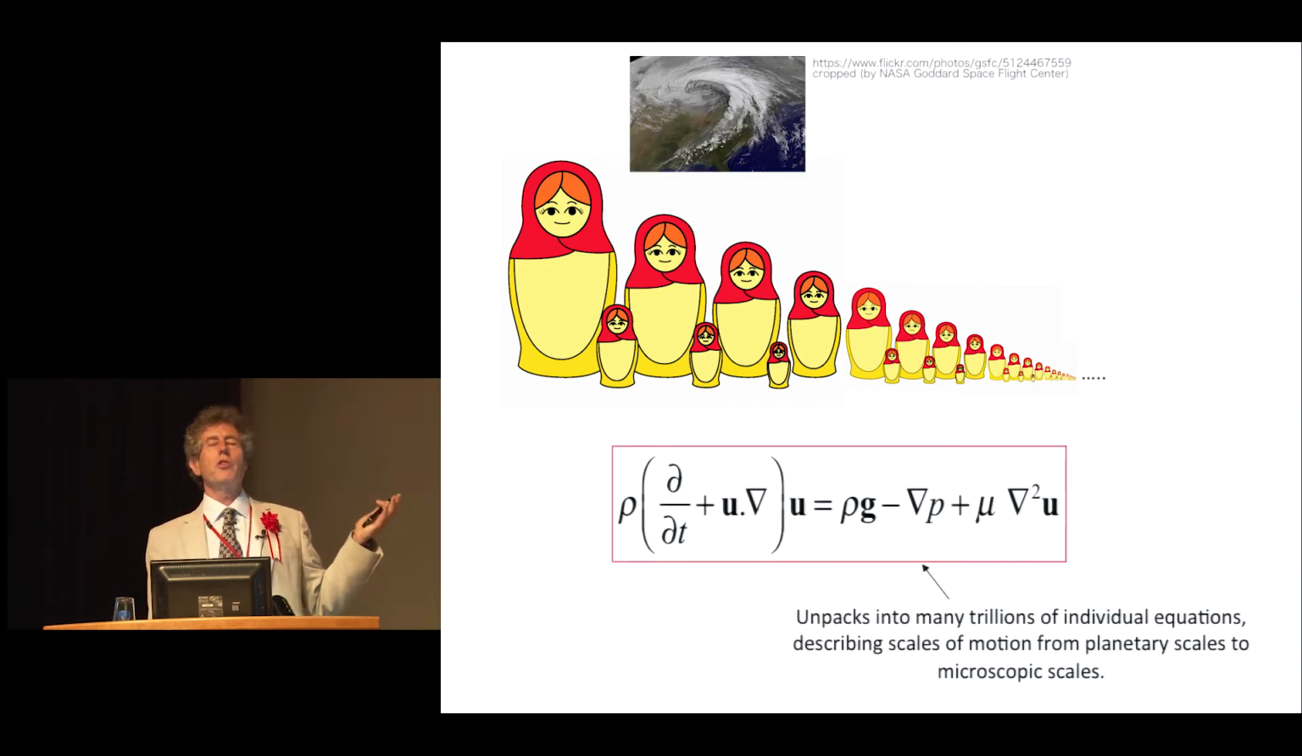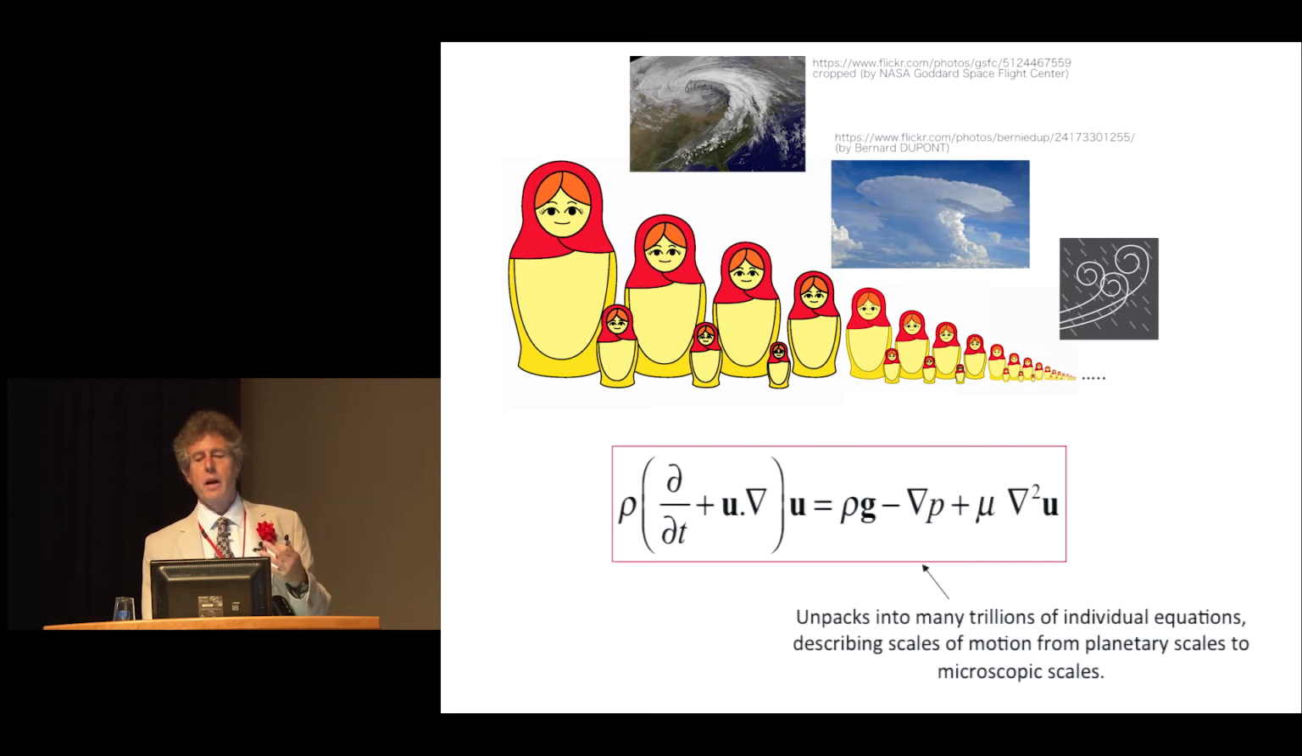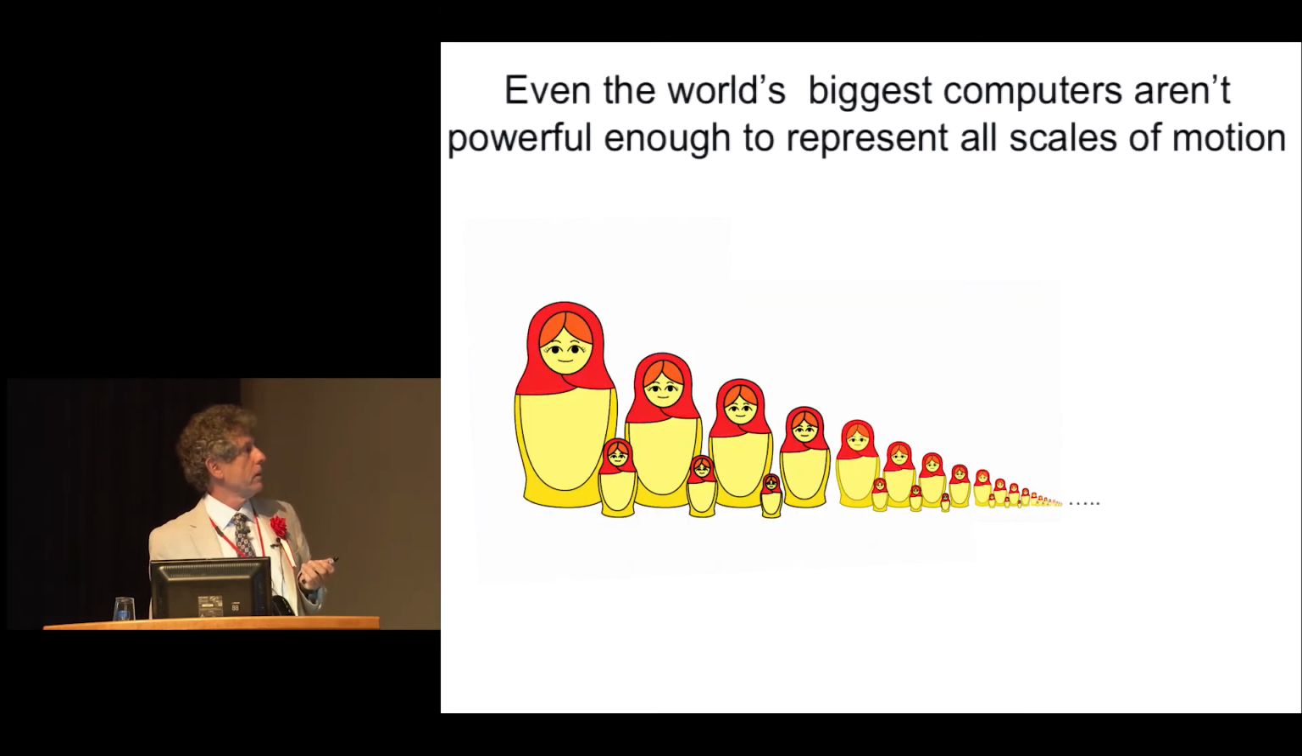So, for example, the largest Russian doll represents a large-scale weather system, like a tropical cyclone. Smaller Russian dolls might represent individual cloud systems. And maybe smaller Russian dolls still represent small gusts of air. But the problem is, even the very biggest computers in the world today are not big enough to represent all the Russian dolls, all of the scales of motion.